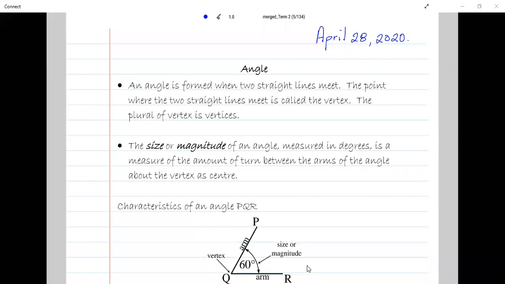An angle is formed when two straight lines meet. The point where the two straight lines meet is called the vertex, and the plural of vertex is vertices. So I start out by telling you, when do we have an angle? An angle is formed where two straight lines meet. The point where the two straight lines meet is called the vertex, and the plural of vertex is vertices.